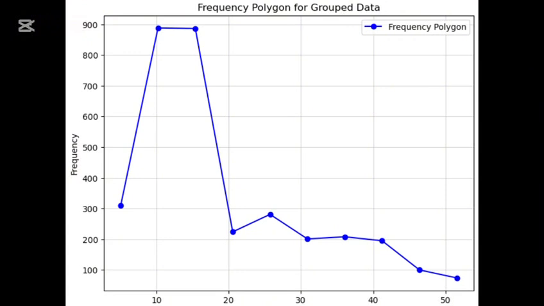Moving on, the second graph is the frequency polygon for grouped data. This line graph connects the middle point of each price range from the histogram and shows the overall trend in price frequency. Peaks in the polygon highlight the most common price ranges, while dips indicate least frequent prices.